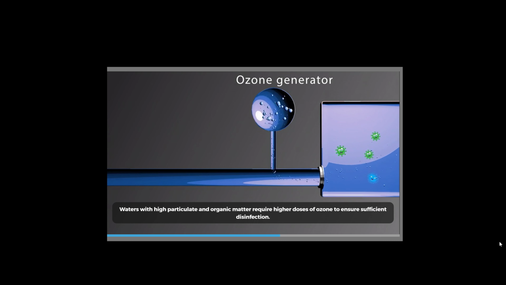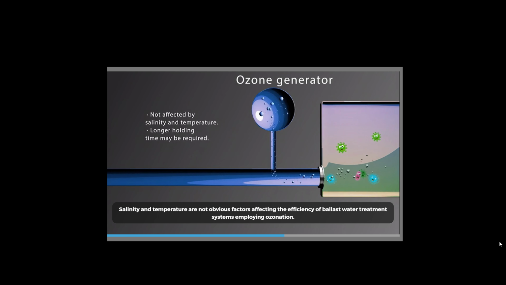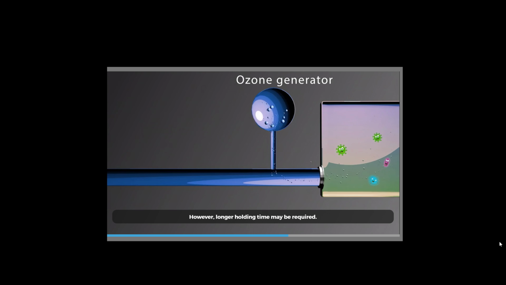Waters with high particulate and organic matter require higher doses of ozone to ensure sufficient disinfection. Salinity and temperature are not obvious factors affecting the efficiency of ballast water treatment systems employing ozonation. However, longer holding time may be required. Both ozone and hyperbromous acid disintegrate extremely rapidly. Ozone disintegrates significantly slower in freshwater than in seawater.